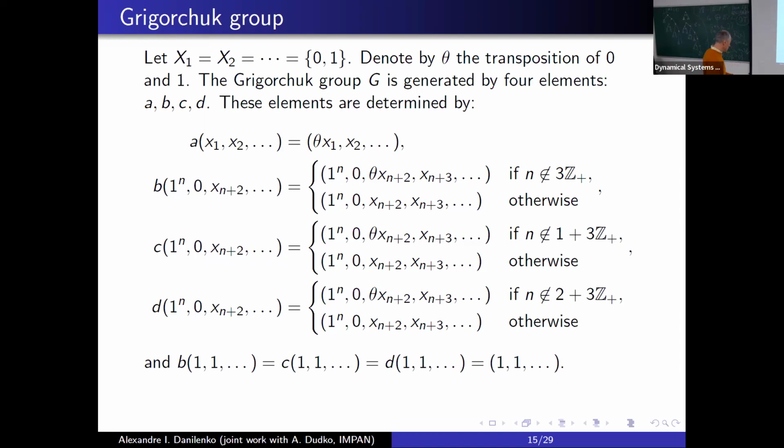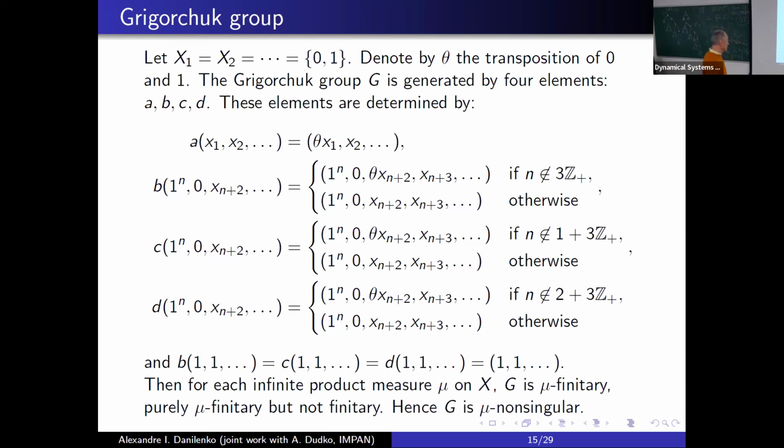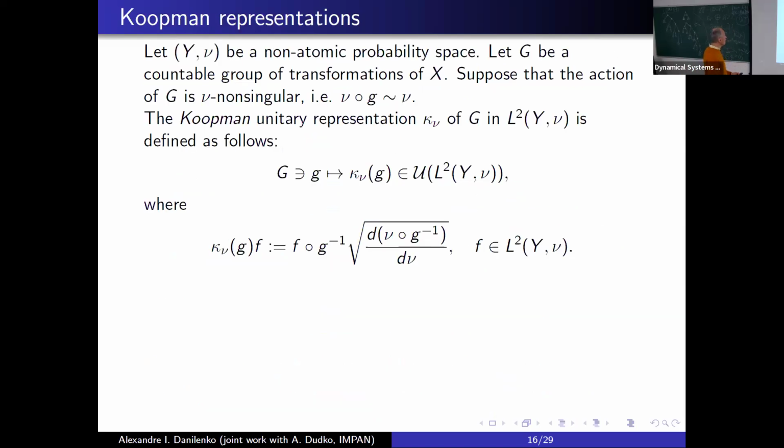Okay. And it's easy to see that whenever we have an infinite product measure mu on X, G is mu finitary. Moreover, it's purely mu finitary, but not finitary. Hence, G is mu non-singular for every infinite product measure. Okay, whenever we have non-singular actions, we can produce a Koopman representation, which is a unitary representation of the group.